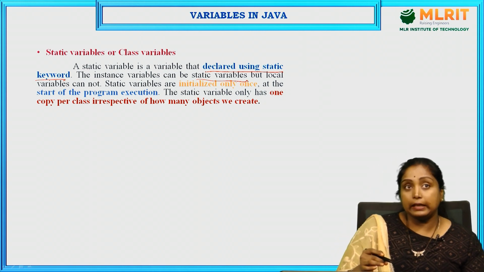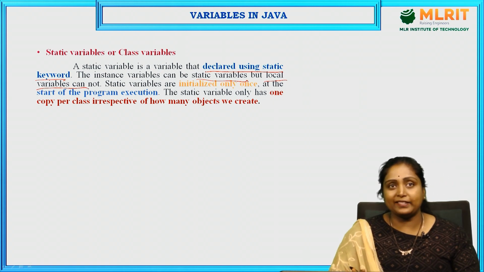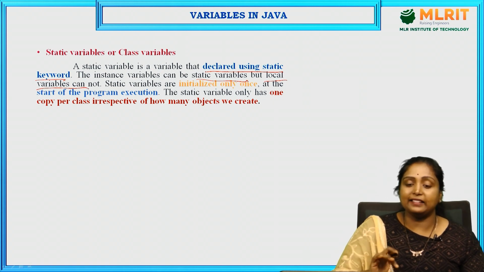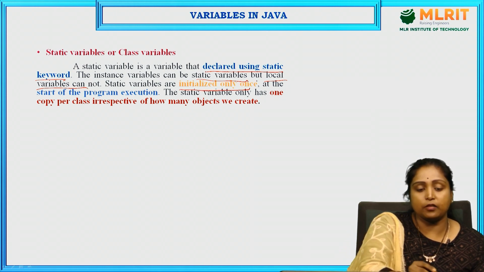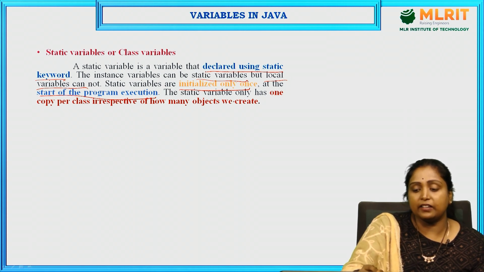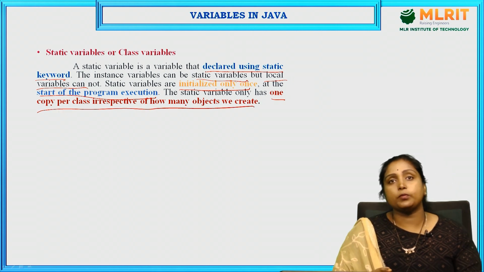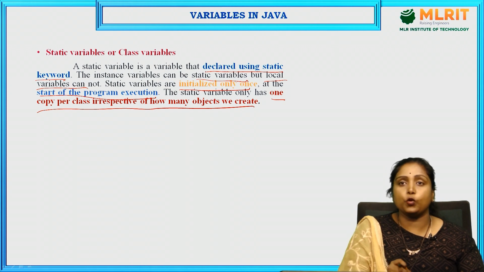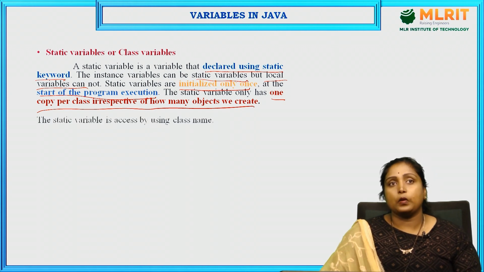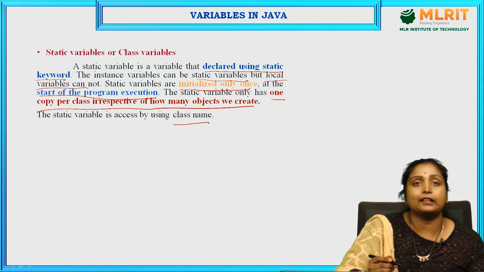But a local variable, whenever a variable is declared in the method, could not be static. Okay, and the static variable can be initialized only once at the start of the program execution. The static variable only has one copy per class, irrespective of how many objects you create. This variable will be only one. Okay, so the static variable can be accessed directly using the class name.